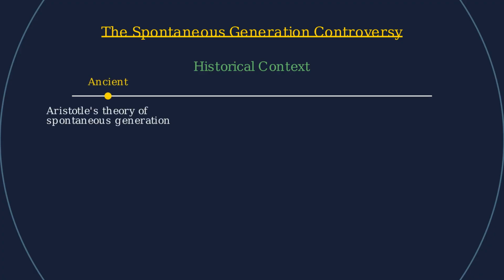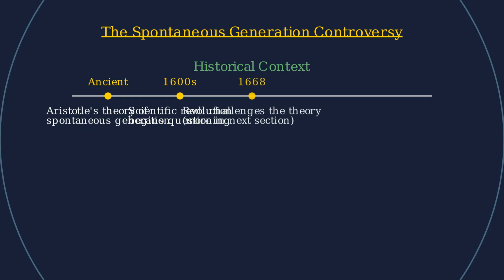The concept originated with Aristotle in ancient Greece. For over 2,000 years, spontaneous generation was widely accepted by scholars and scientists. During the scientific revolution of the 1600s, new observational methods led some scientists to question this long-held belief. In 1668, Francesco Redi conducted the first controlled experiments challenging spontaneous generation, which we'll explore in the next section.